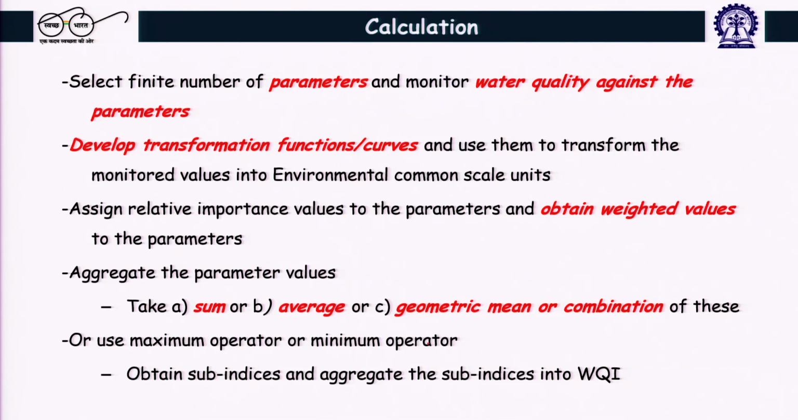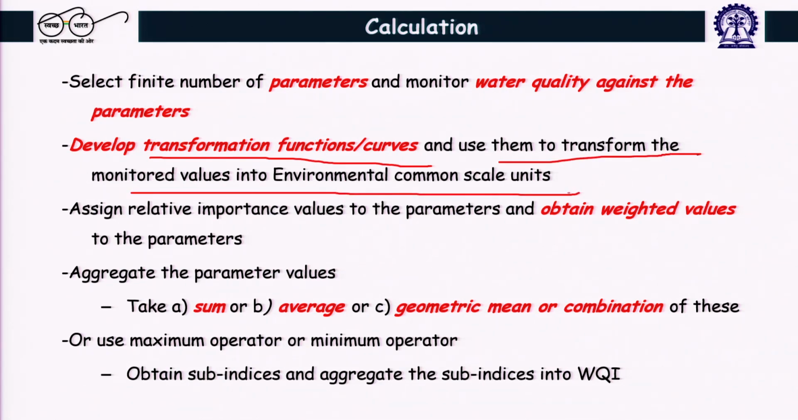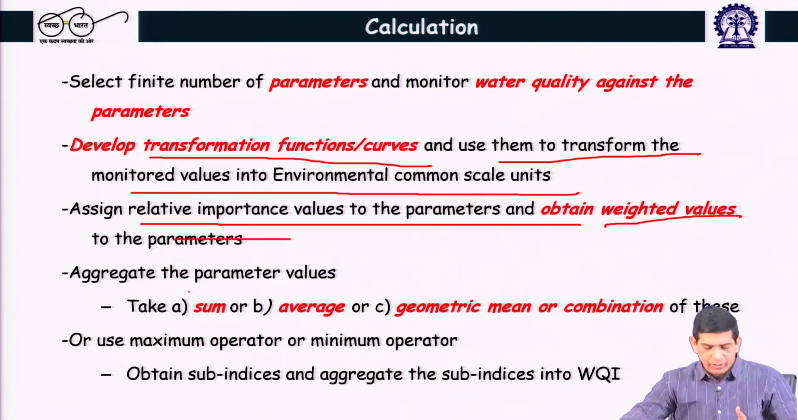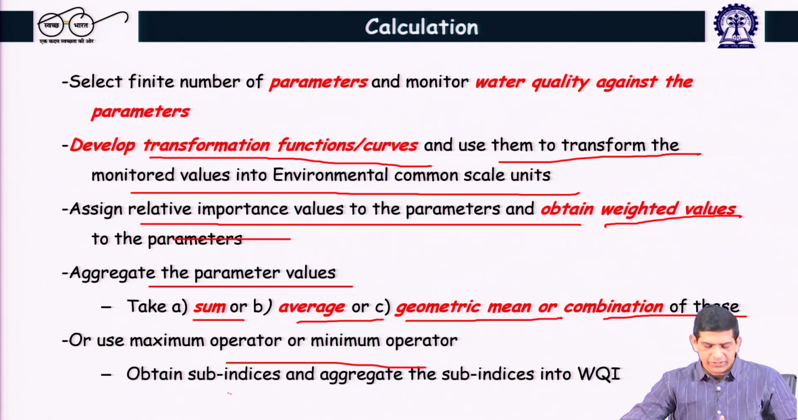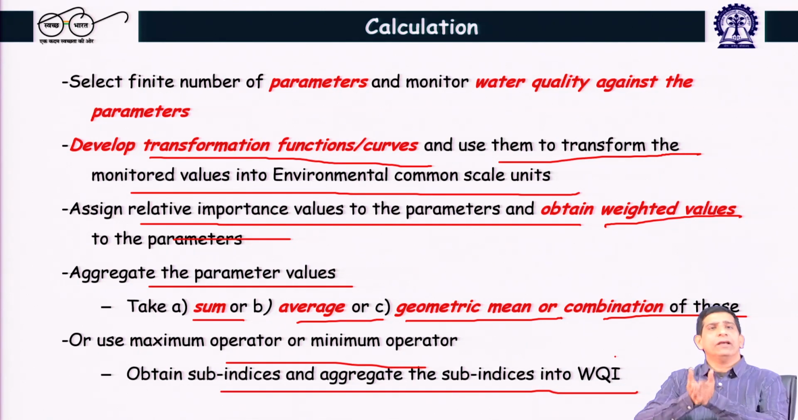What has been done is they have come up with transform functions or curves, and they use them to transform the monitored values into environmental common scale units. Then we assign relative importance values and obtain a weighted value for the parameters. Then we aggregate the parameter values, take the sum, average or geometric mean or a combination of these, and use maximum or minimum operators, obtain sub-indices and aggregate them together, finally getting this WQI. So it is a very simple way, you do not have to understand the details now. Again, when you take the water and wastewater course, you will get more detailed information on this.